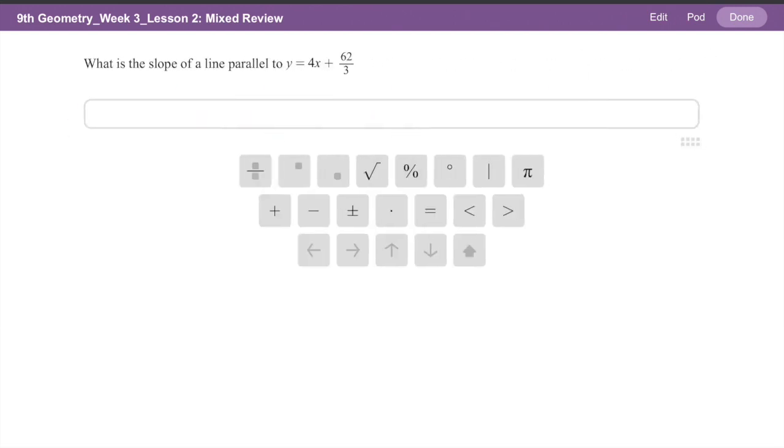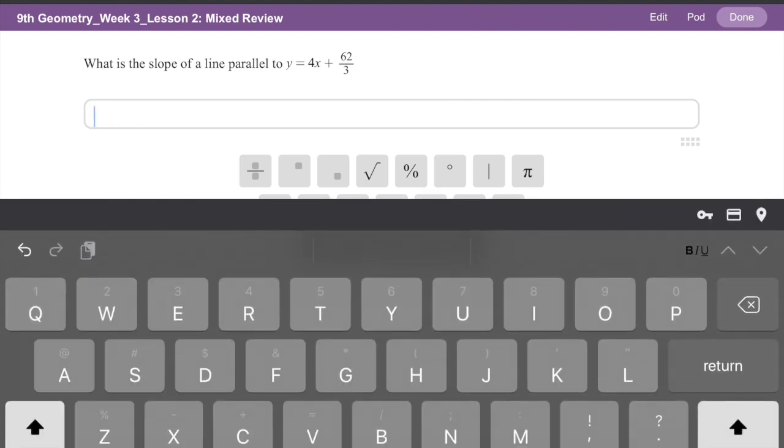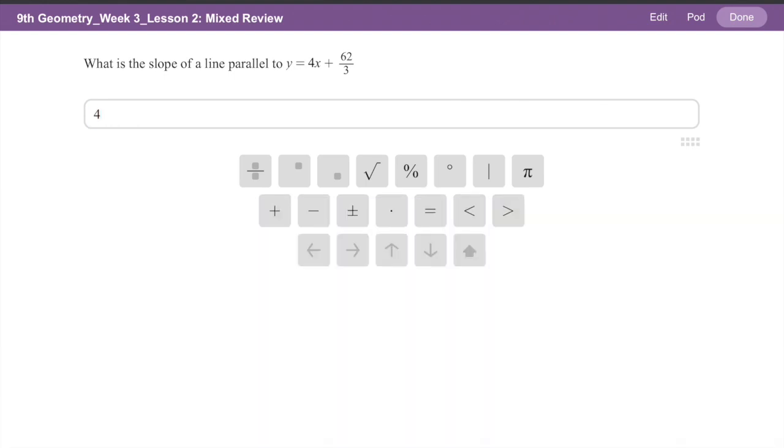Nice. Okay, moving on. What is the slope of a line that is parallel to y equals 4x plus 62/3? So the slope number is the coefficient of x, and that's going to be 4. So for parallel lines, we know that the slopes are always equal. So I guess for this problem, the answer is just 4. Good. That's the slope of any line which is parallel to that line.